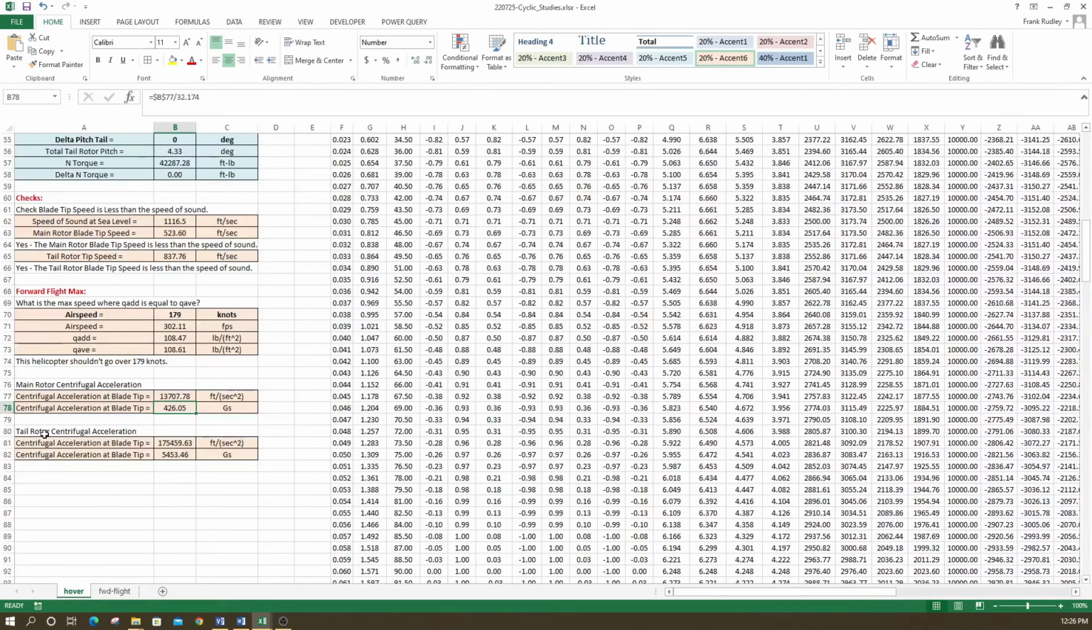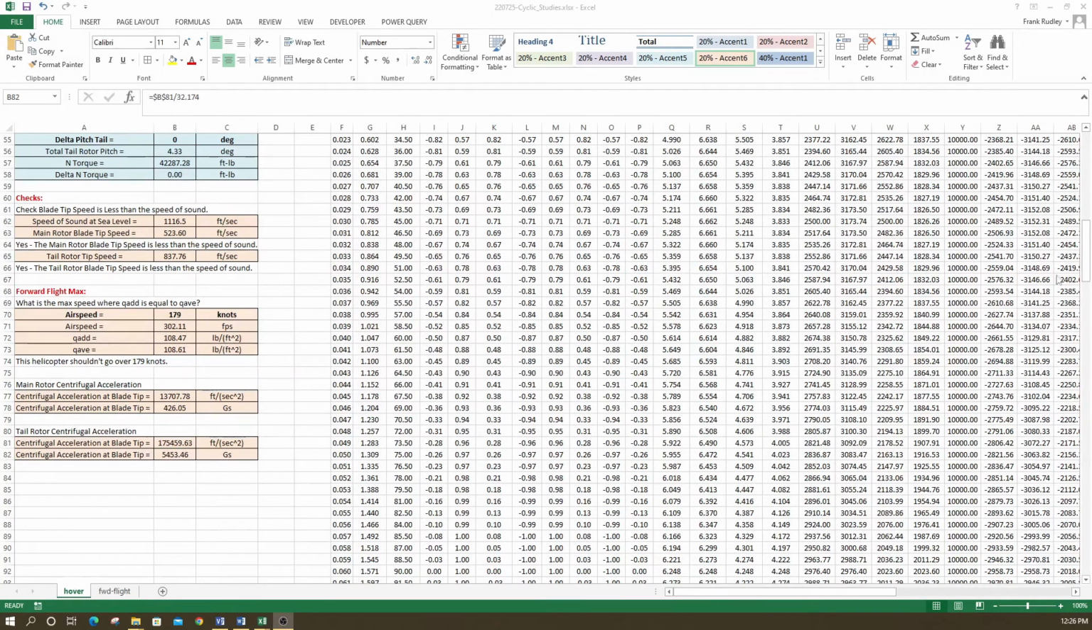The tail rotor centrifugal acceleration is even much higher. So this tail rotor might not be such a good design. I mean, having 5,453 Gs, that tail rotor is really spinning. Maybe a slower but bigger tail rotor might be better for this design. So anyway, these are the trade studies you do to try to investigate this.